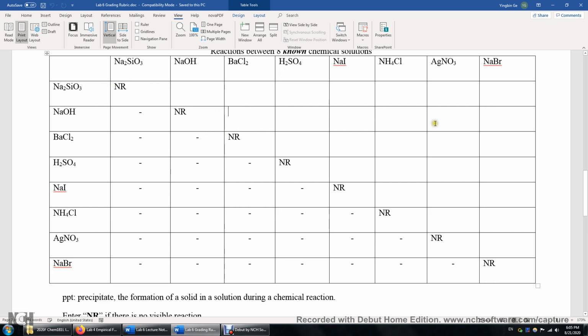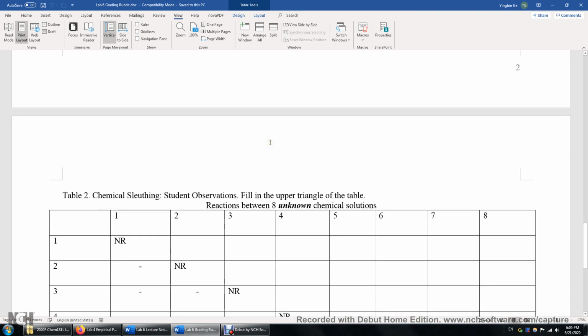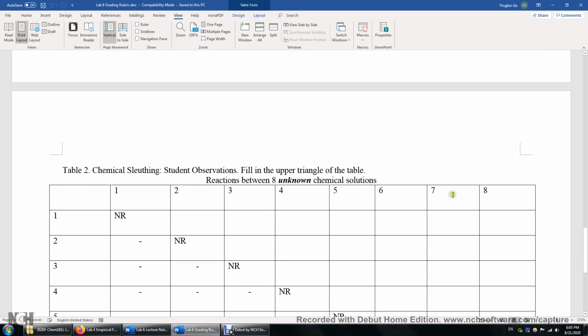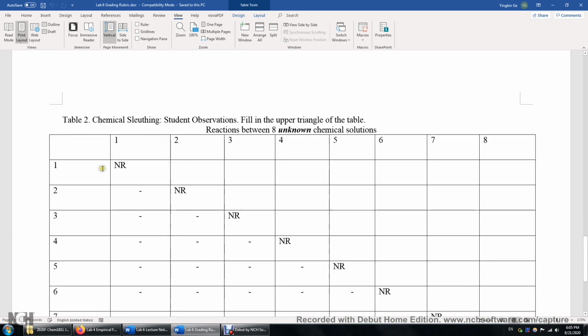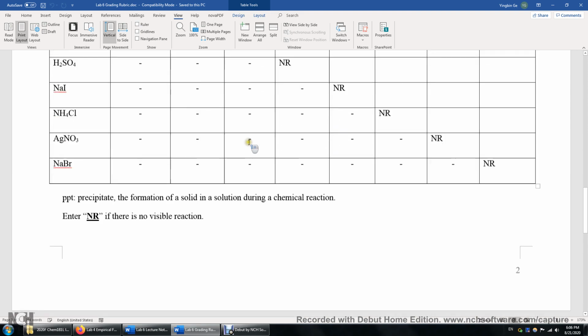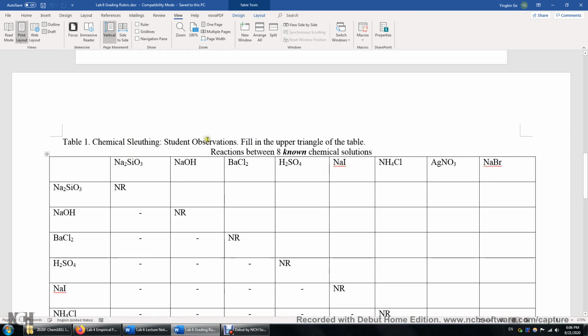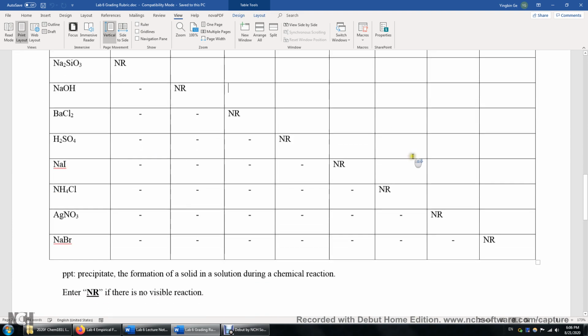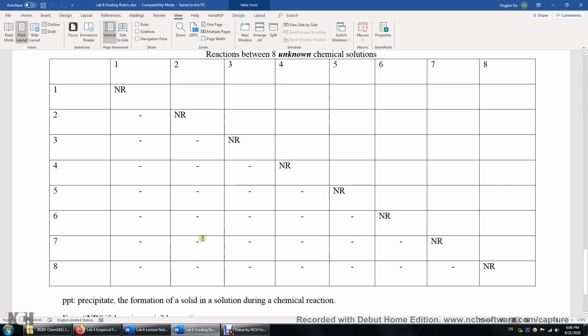So those are 8 known chemicals. The 8 unknown chemicals are the same as the 8 known chemicals, but in a different order, and are labeled with 1 to 8. So it's your job to react every single unknown chemical with all other unknown chemicals, and then fill in this table with your observations. Based on your observations, you will be able to identify these 8 unknowns. Again, these unknowns are simply the same as these 8 known chemicals in a different order. All right, let's get back to the lecture notes.